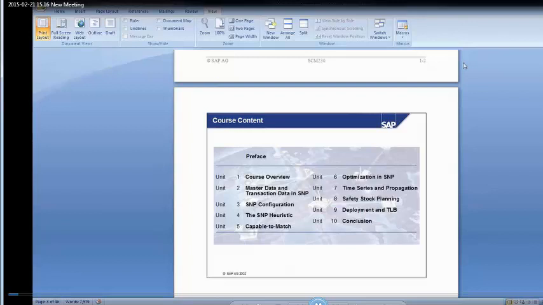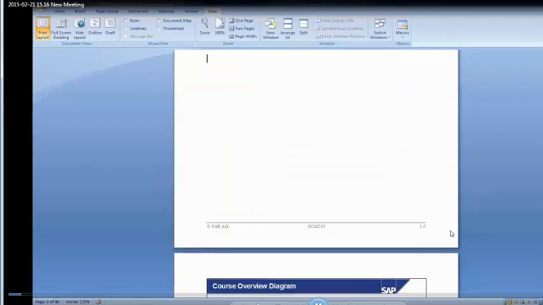The whole thing will be the course overview, master data and transaction data in SNP, some configuration, and then we'll discuss all the engines, heuristic, CTM, optimizer, and then some safety stock planning, deployment, and TLP. So these are the chapters we will be covering in the next few days. Today will be the course overview.